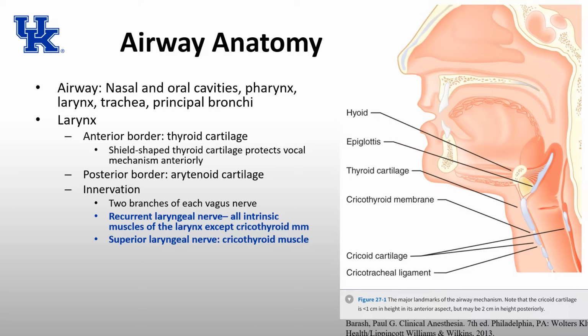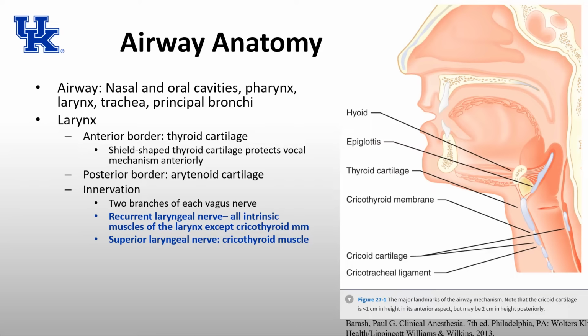As far as motor innervation to the larynx, all motor innervation to the larynx comes from branches of the vagus nerve. There are two branches that supply motor innervation to the larynx. The recurrent laryngeal nerve supplies motor innervation to all of the intrinsic muscles of the larynx except for the cricothyroid. So every single muscle that allows your vocal cords to move is supplied by the recurrent laryngeal nerve except for that cricothyroid muscle. The motor innervation to the cricothyroid comes from the superior laryngeal nerve. So the superior laryngeal nerve provides motor innervation to the cricothyroid, and the recurrent laryngeal nerve provides motor innervation to all other muscles of the larynx.